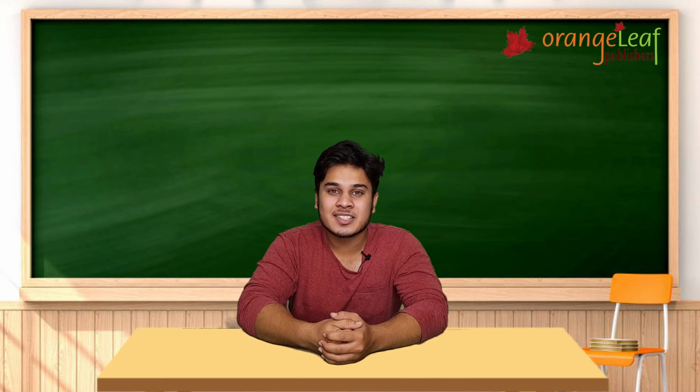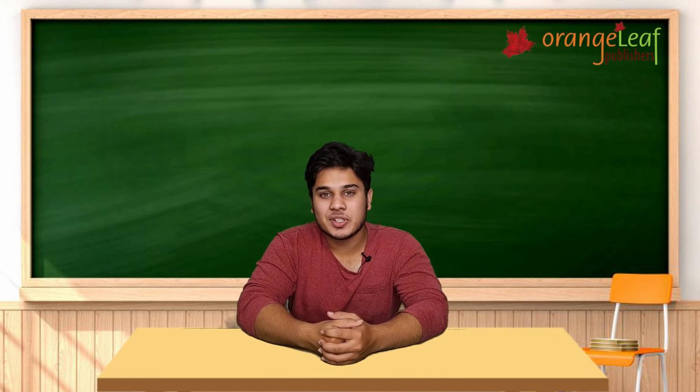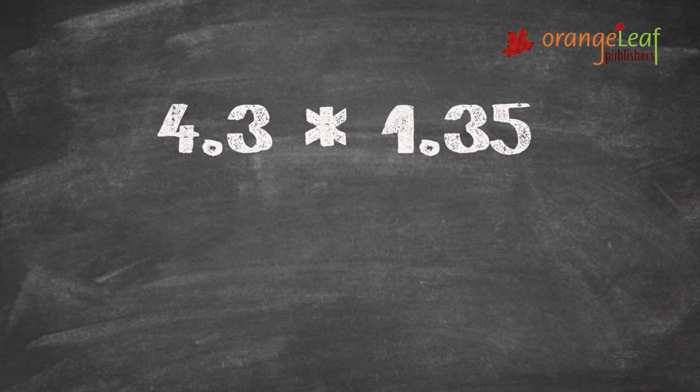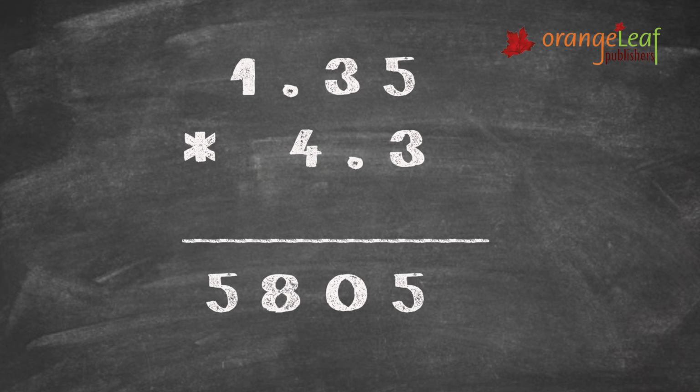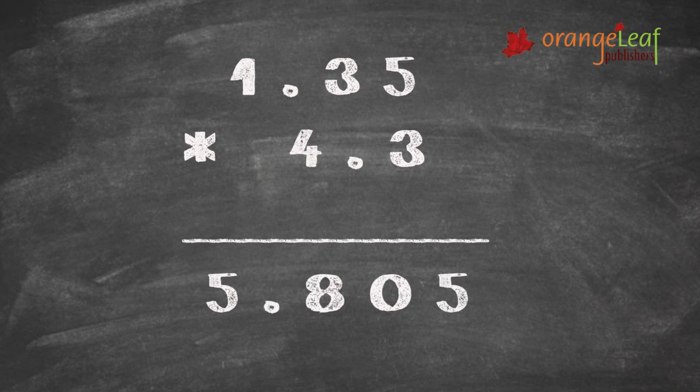Let's test it out with an exercise. I'll help you with the first question. 4.3 into 1.35. On multiplying, we get the answer as 5,805. We see that the total number of decimal places are 3. So, the final answer is 5.805.